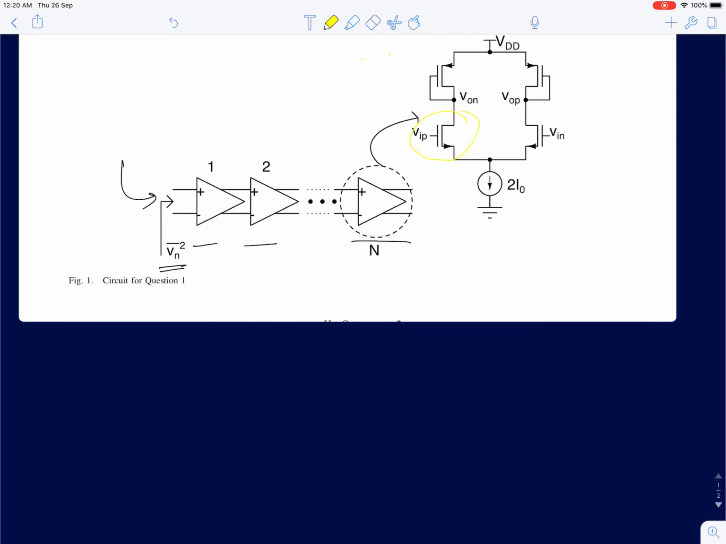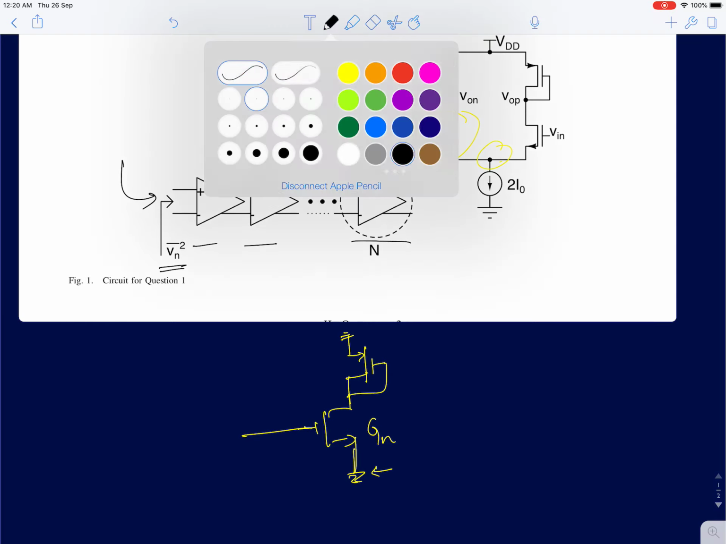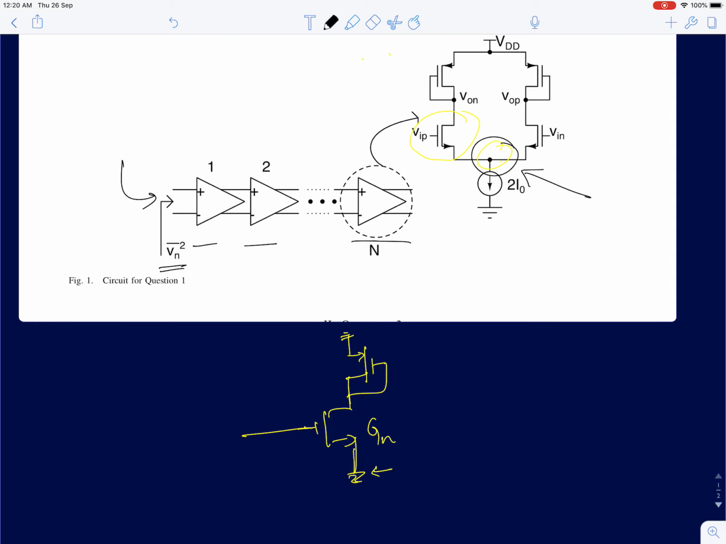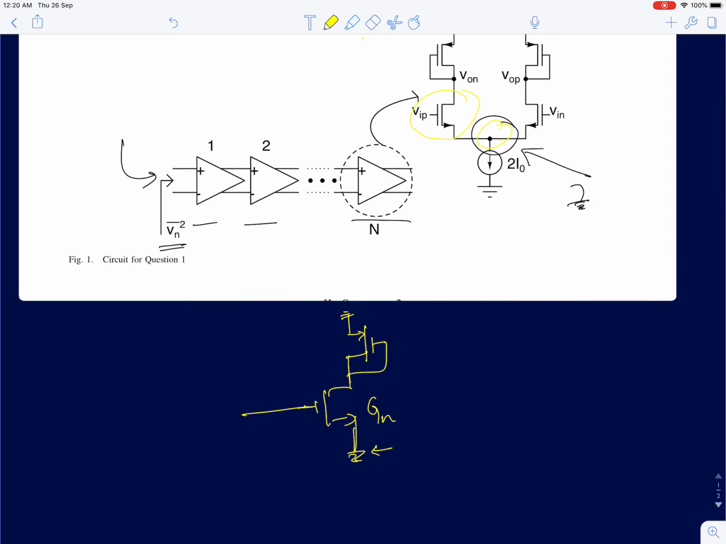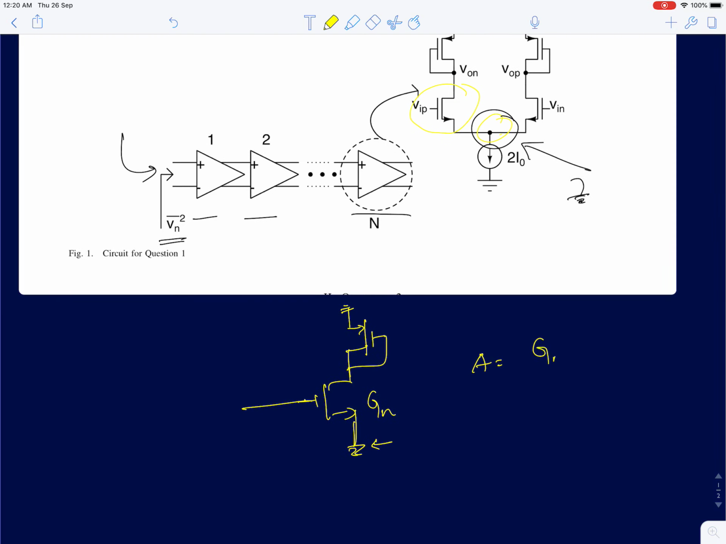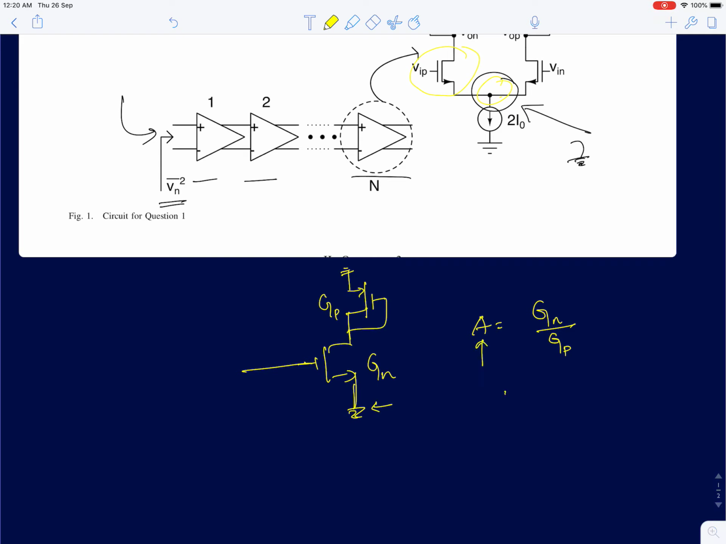It's given that the input pair has a transconductance of Gn. I'm just drawing the differential half circuit. So this is ground, this is differential ground. This node, I have shown, is at AC ground. Now the gain for this circuit is Gn by Gp, where Gp is the transconductance of the PMOS. So now gain is given to you, so Gp is actually Gn upon A.